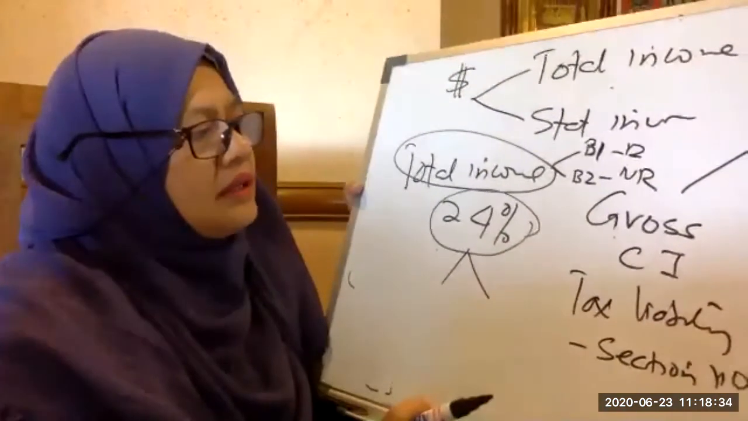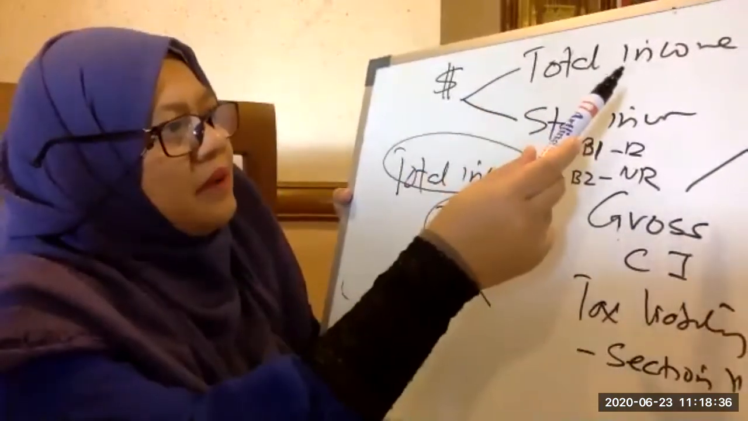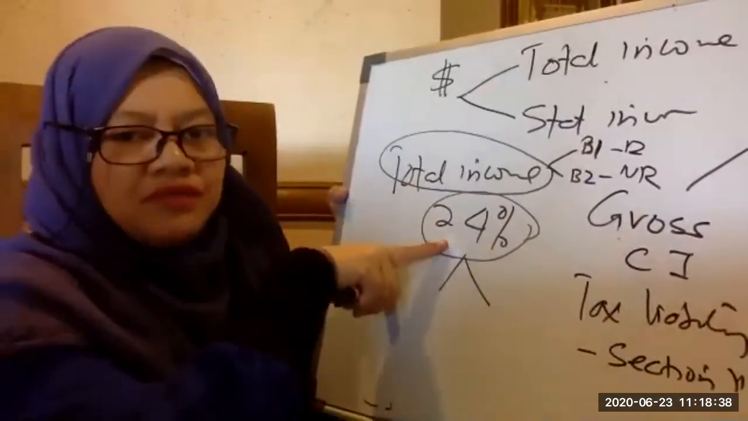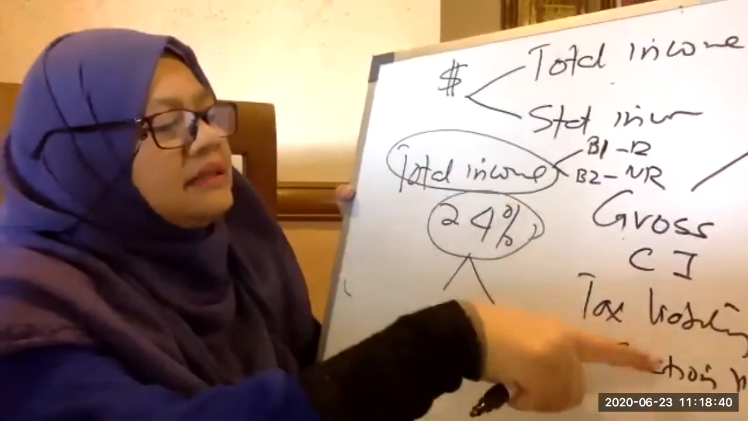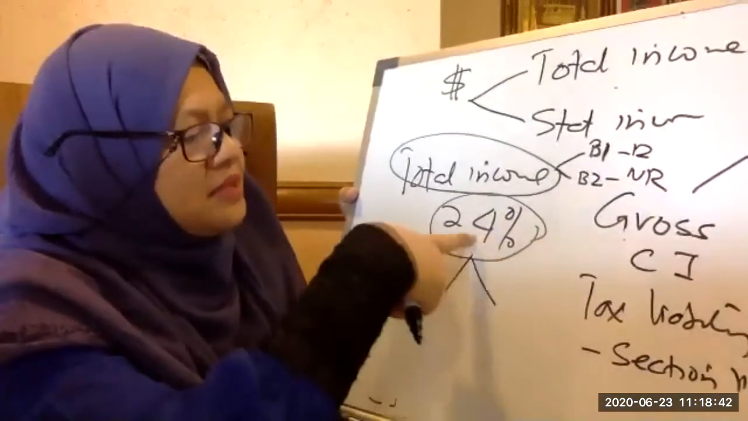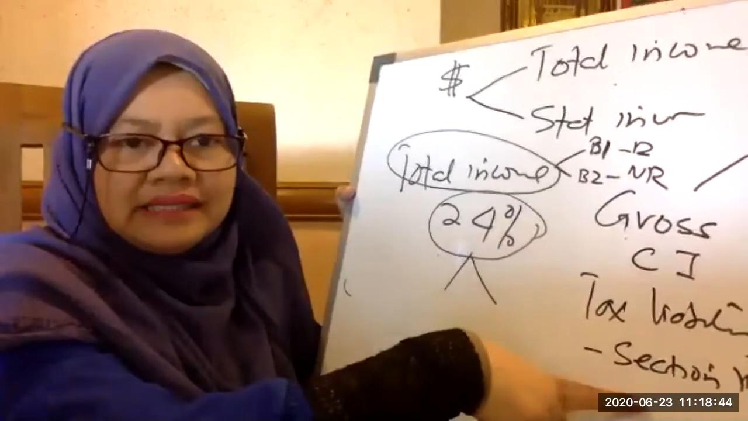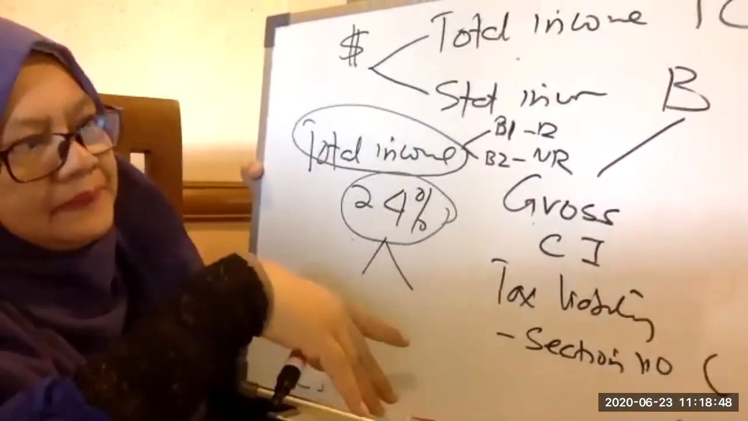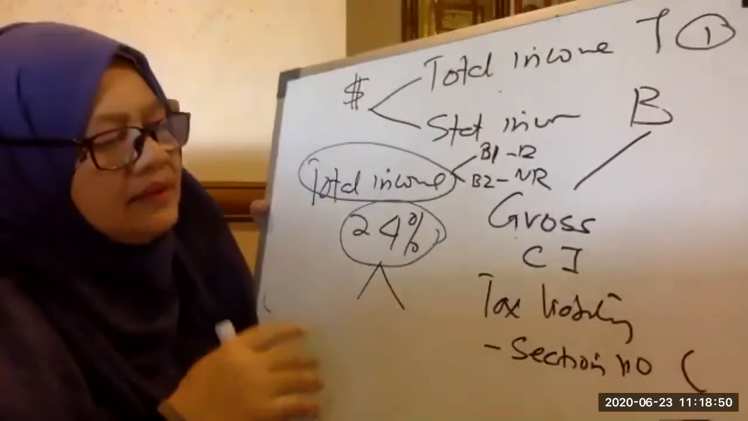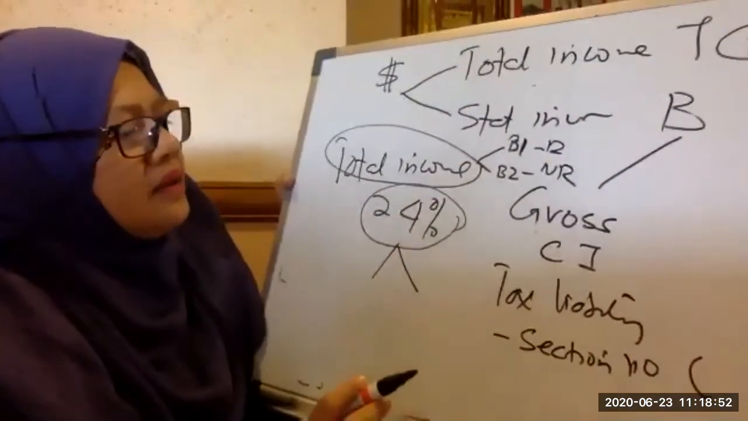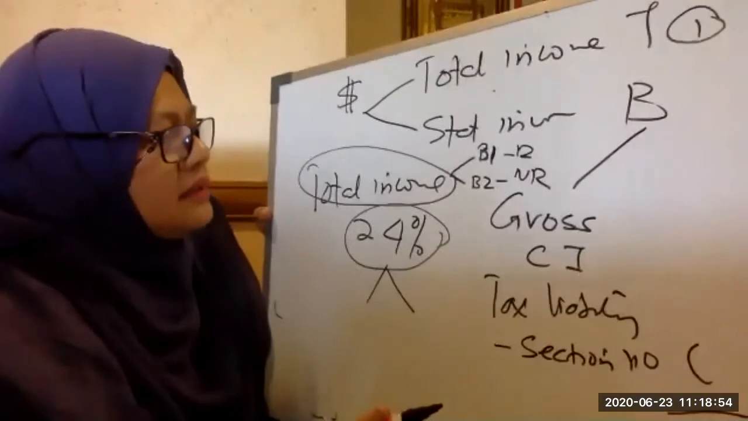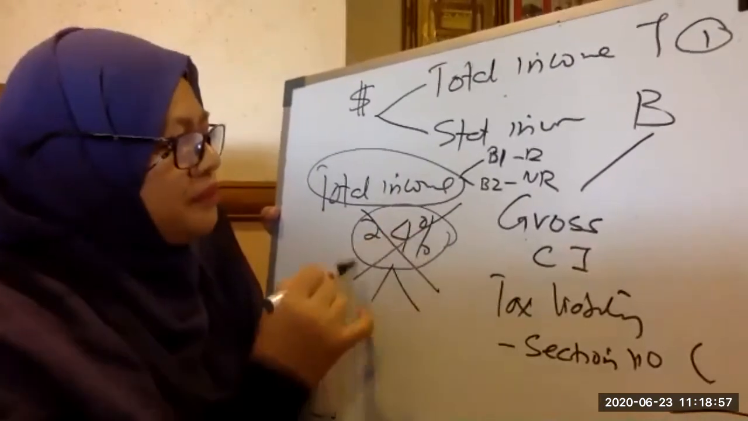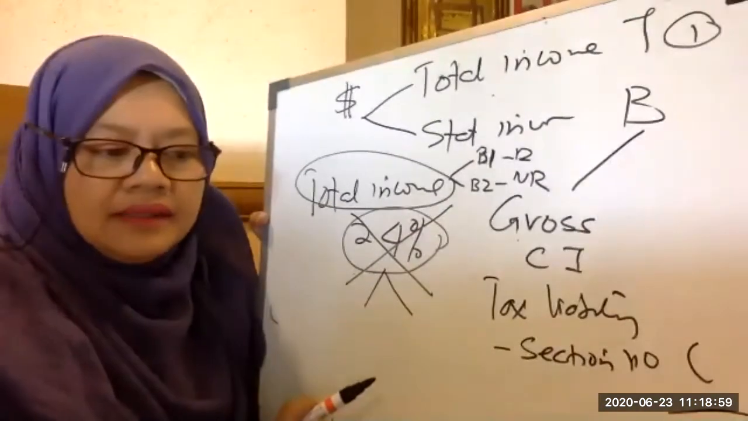So that is on when you determine total income of the trust. Trust pay 24% tax liability. Then for the beneficiary, the tax paid by the trust will be given as a section 110 set off. Is that clear? Yes. All right, good.